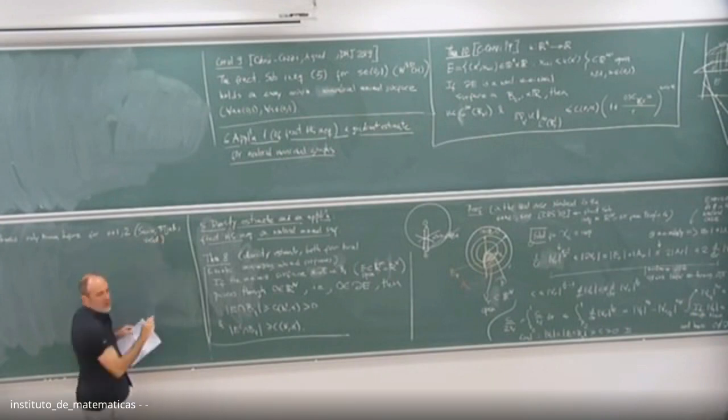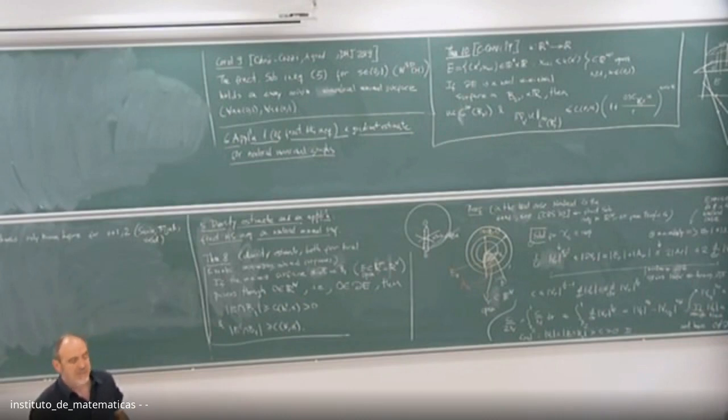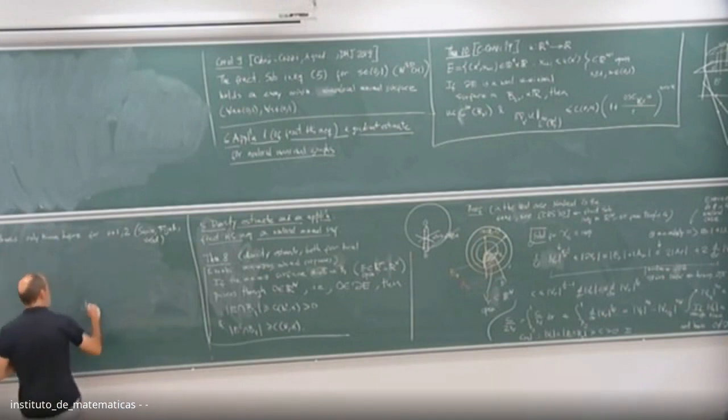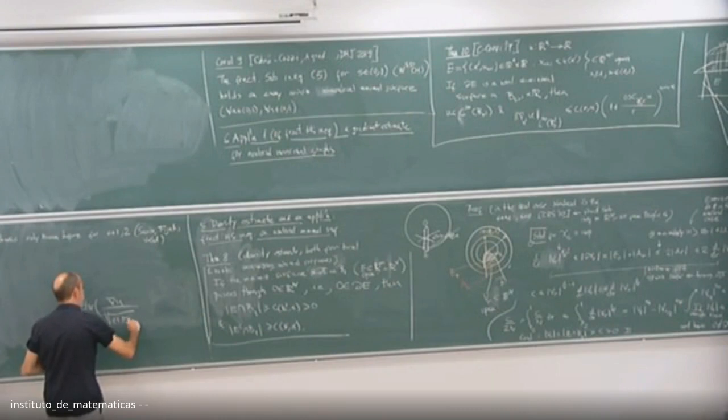In fact, once you prove that the gradient of u is bounded, like in minimal surfaces, if you know a little of minimal surfaces, you will see that once you write the minimal surface equation for graphs, it is this equation.